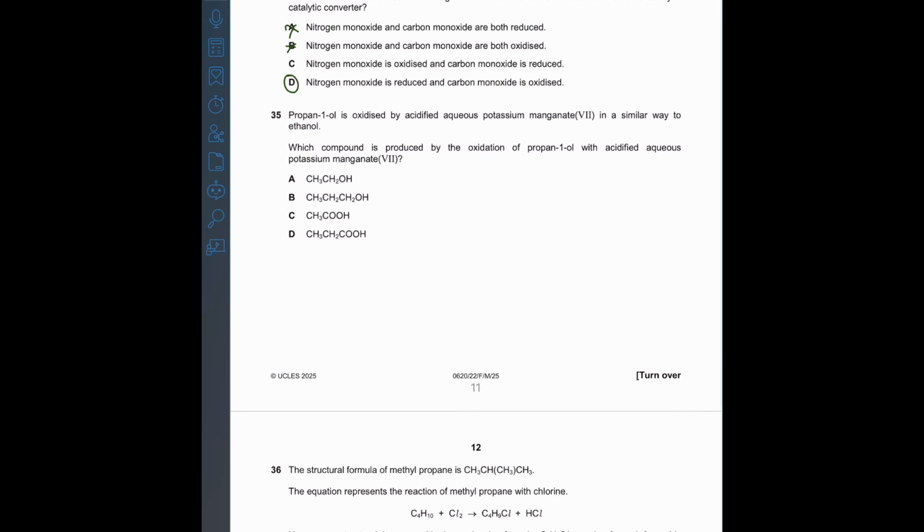Propan-1-ol is oxidized by acidified aqueous potassium manganate in a similar way to ethanol.